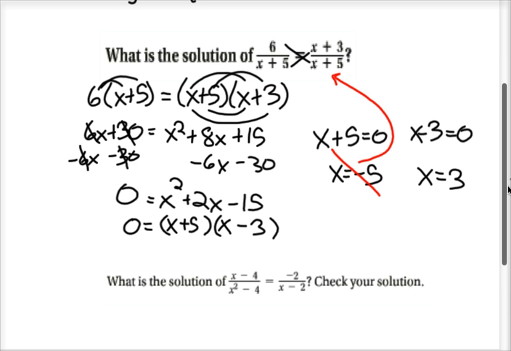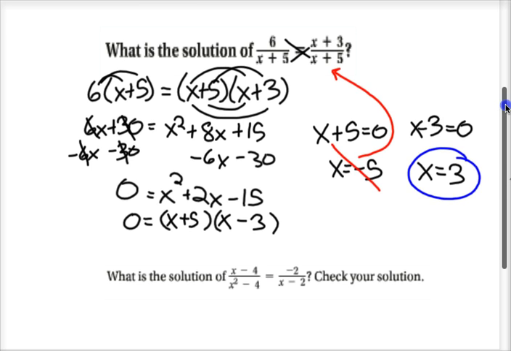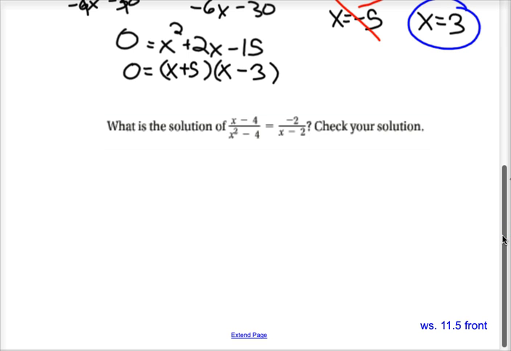So we only have our one solution of x equals 3. Negative 5 is what's called an extraneous solution because we can't end up actually using it in the problem. All right, let's look at our next one.